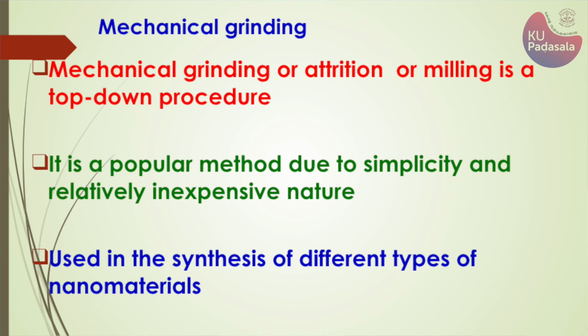The third method under top-down approach is mechanical grinding. Mechanical grinding is otherwise known as attrition or high energy milling. It is a typical top-down procedure. It's a popular method due to simplicity and relatively inexpensive nature of the synthesis. It is used in the synthesis of different types of nanomaterials like oxides, metal nanoparticles, and so on.